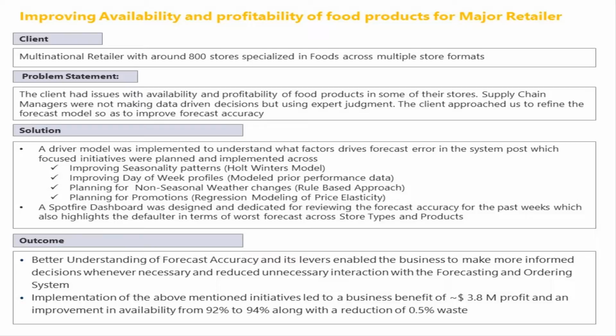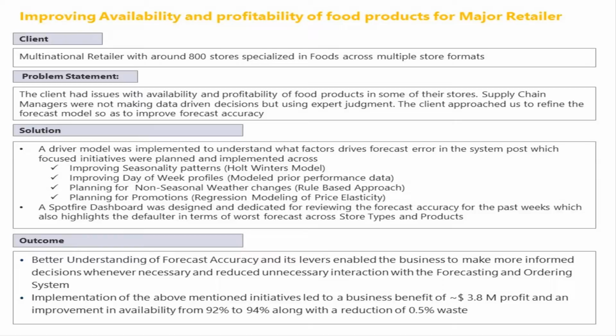Moving on to the solution framework and approach. A forecast error driver analysis was performed by using sales data at a store product date level for the last 48 months. Using this driver analysis, 4 major drivers of forecast inaccuracy were identified. They were seasonality, day of week, promotions, and weather impact. For each of the drivers identified, separate initiatives were kicked in to improve the forecast accuracy.